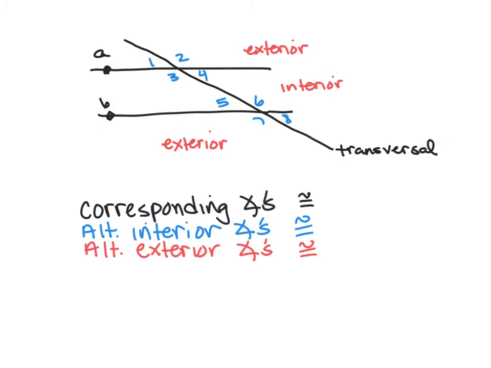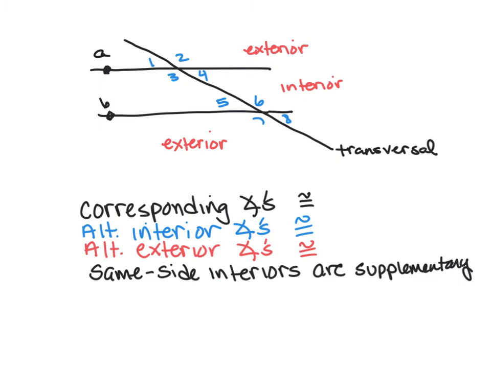So if I knew what the measure of angle 7 was, I could tell you, based on the alternate exterior angles rule, what angle 2 was. And of course, if I knew angle 7, I could tell you what angle 6 is, because they're vertical angles from what we learned last year and just reviewed. All right, there's one more rule.